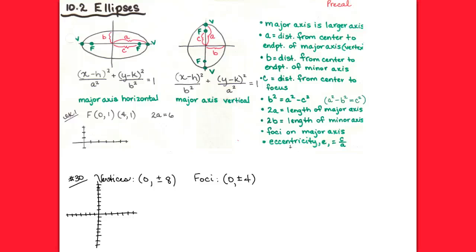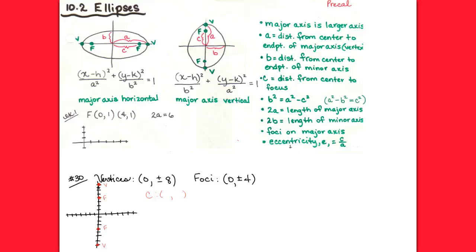So let's look at this one together. I specifically wanted this one because it gave us different information than we had last time. So for this one, they told me I have vertices at (0, 8) and (0, -8). And I have foci at (0, 4) and (0, -4). So from that, tell me everything that I know. What you got?